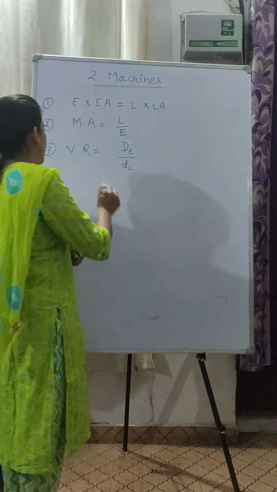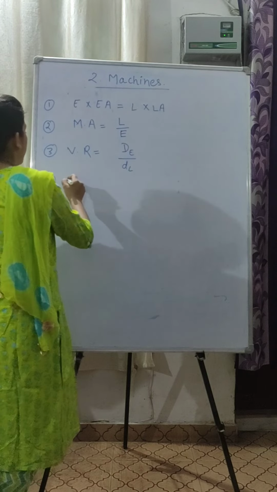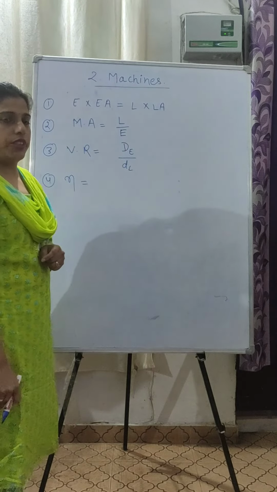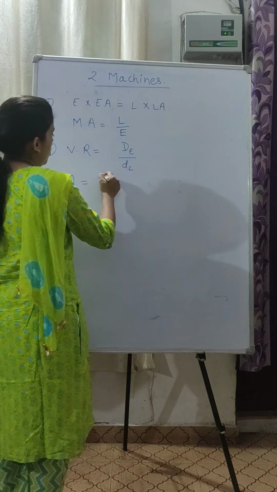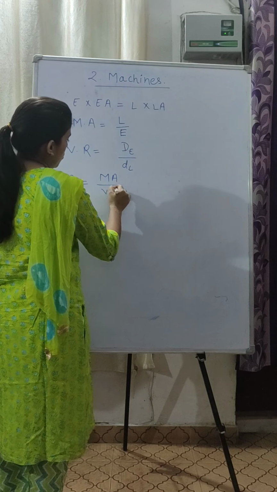Number 4, the formula that we have to keep in mind, is efficiency, which we denote with eta, and it is equal to mechanical advantage upon velocity ratio.